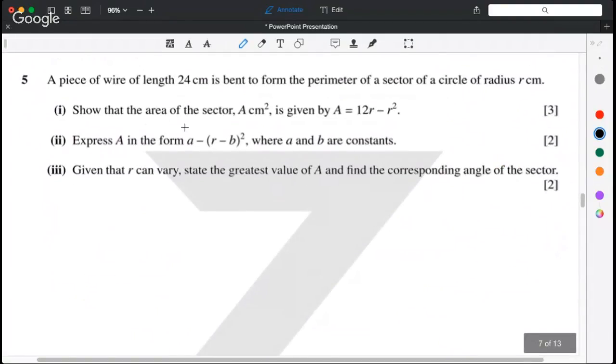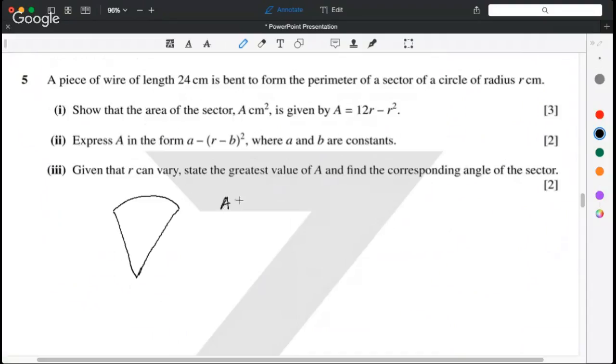Okay, so here we've got a piece of wire and it's bent from the perimeter of a sector. Now don't get confused, they didn't mean just the arc, they mean the whole thing. That confused me for a bit, but the whole pizza slice, this is wire all the way along the perimeter. Now the area of a sector of a circle is given in the formula booklet, I believe.